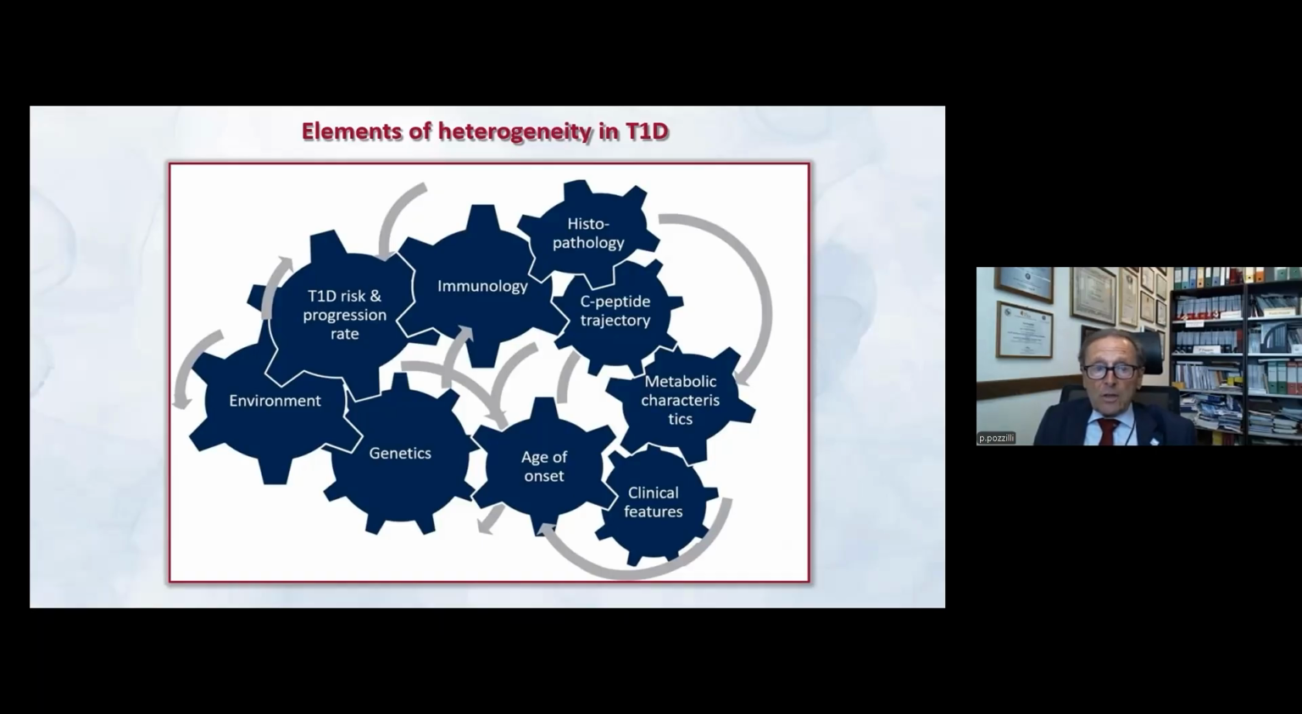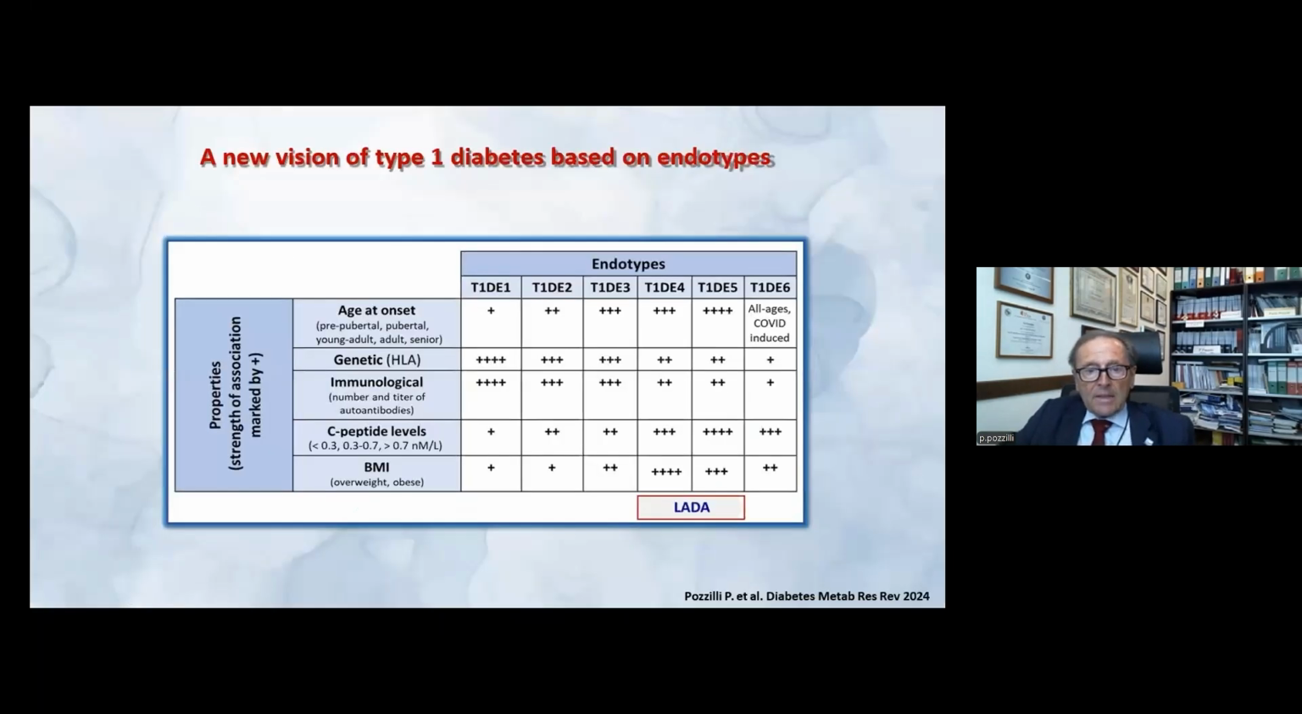And then the histopathology, the residual C-peptide function, and the metabolic characteristics of patients also have an important role in the progression of the disease, and of course, the clinical features. As I mentioned in my other lecture, we introduced this new vision of type 1 diabetes based on endotypes. Basically, there are different endotypes that reflect different pathogenic mechanisms in the progression towards diabetes. One of the most important factors is age of onset, where we have type 1 diabetes diagnosed very early in life, and then later on in life, that is actually including type 4 and type 5, that is LADA.